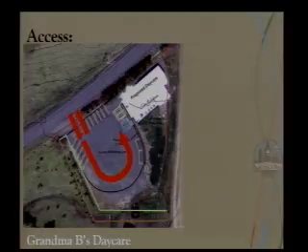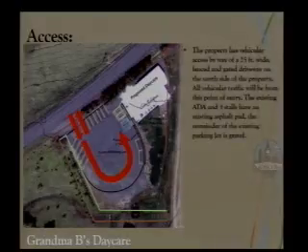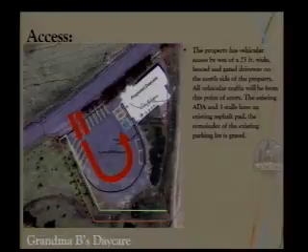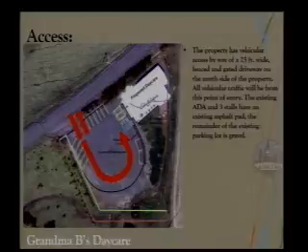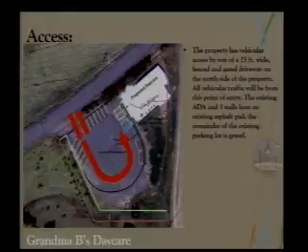So here we have our access plan. It shows the traffic flow in and out of the subject property. It's functioning essentially in a roundabout way. The property has vehicular access by way of a 25-foot wide fenced and gated driveway on the north side of the property. All vehicular access will be from this point of entry. The existing ADA and 3 stalls have an existing asphalt pad. The remainder of the existing parking lot is gravel.